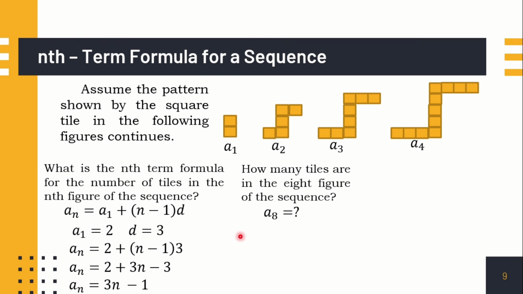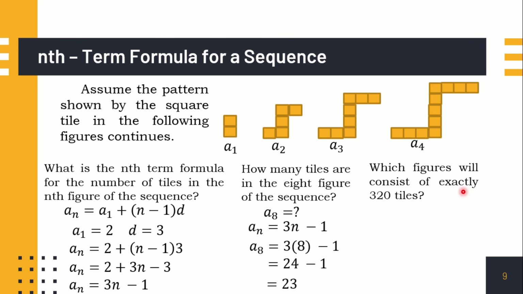So, ano lang ang gagawin? So, substitute on the given nth term. So, we have 3n minus 1. So, papalitan lang natin ang n ng 8. So, 3 times 8, 24. Minus 1, that is 23. So, therefore, ang pang 8 figures daw ay merong 23 square tiles.